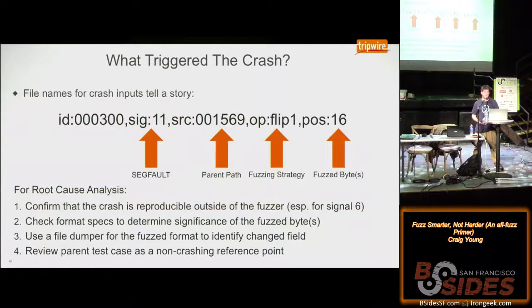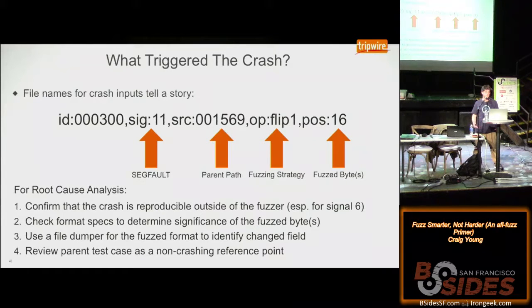First, when you've got your crashes, the first thing you'll see is a file naming convention similar to the one up on the screen here. You've got a monotonically increasing ID number for the unique crash, the signal that was generated from the crash, what test case or path was being fuzzed to produce this, and then of course what operation, what fuzzing strategy that is, and what byte or bytes were fuzzed. In the case of splice mode, where it's mixing together two inputs, you'll get information on which inputs were being mixed together to form this test case.